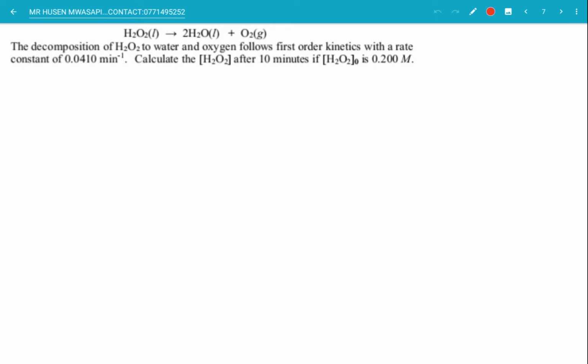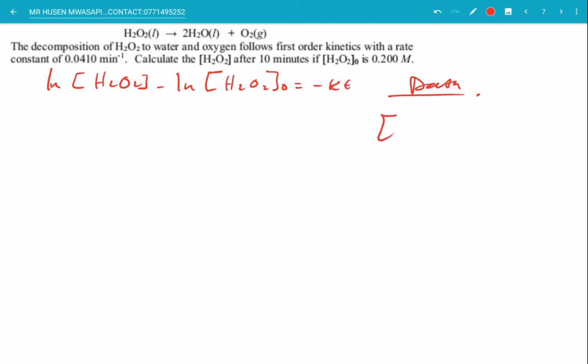So what we'll do is quite simple. Since I said this is first order, this will be ln concentration of H2O2 minus ln concentration of H2O2 at the initial, is equal to negative kt. Then we can collect data. So let's look at the final concentration. What will be the final concentration? The final concentration is actually what we're looking for, but the initial concentration we know is 0.2.